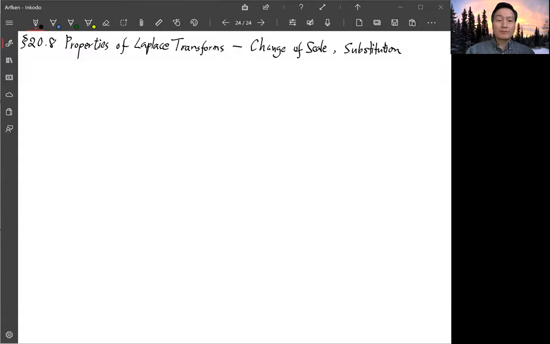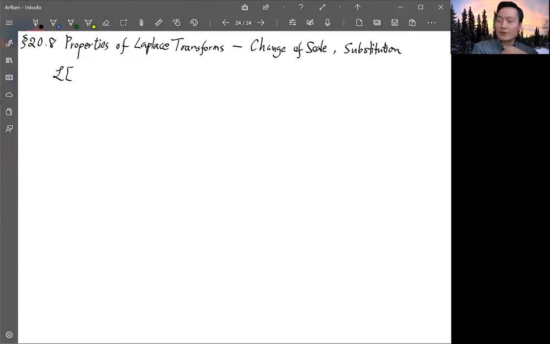Continue on section 20.8, properties of Laplace transforms. So now we continue on two properties. One is changing the scale of the transform. So we can look at the first one.